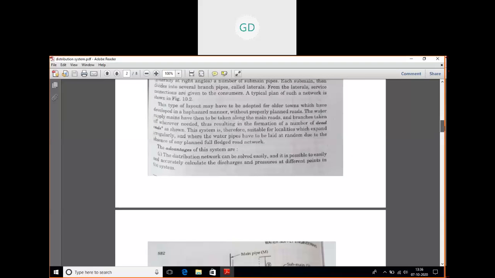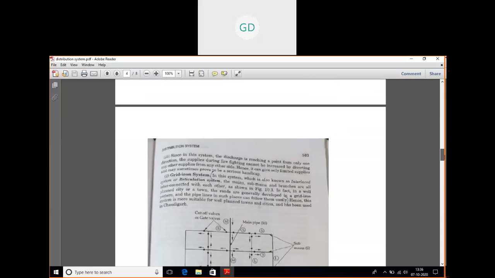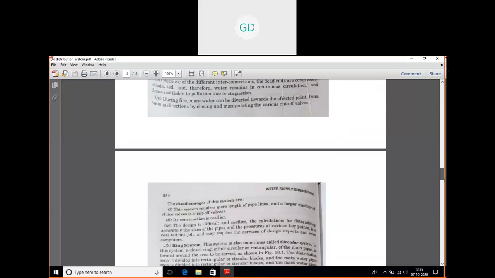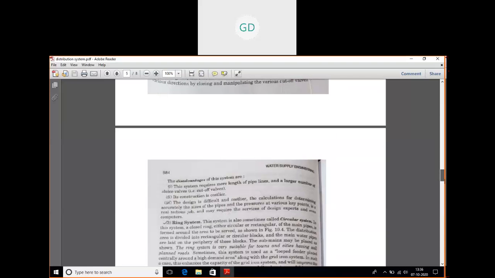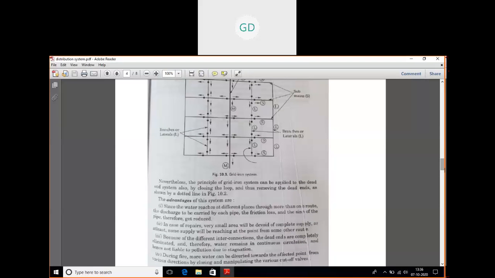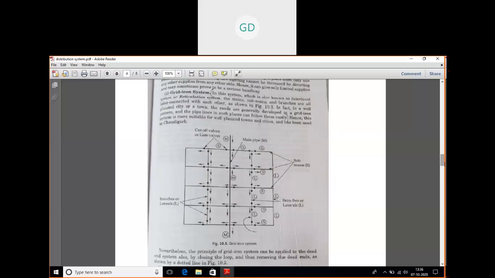If someone asks you the advantages and disadvantages of this ring system, then you can write the advantages and disadvantages of the grid iron system since it is the same. So these diagrams are also important. Since it is a layout, if it is a physical exam, you need to write it in your copy. If that kind of exam happens in future, you need to draw this diagram.